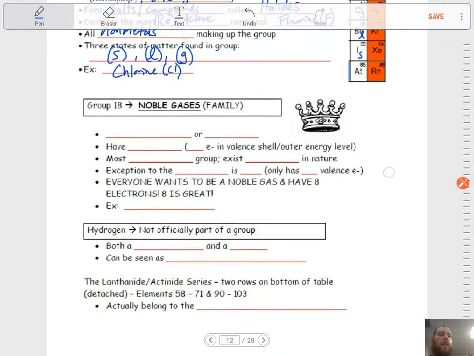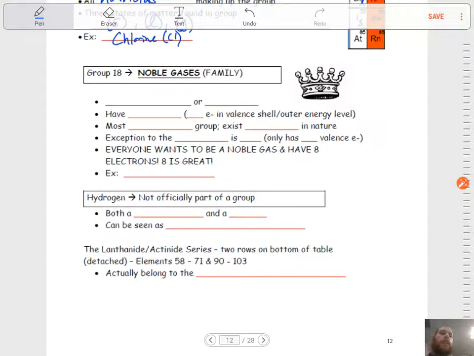The last family we're going to talk about is the noble family, the noble gases. You've probably heard that term before. They are noble because they are unreactive. Make sure you know the term inert. I know it wasn't in your vocab, but make sure you know what inert means. They may throw it at you on the Regents exam. They have a stable octet, meaning they already have 8 electrons in their outer energy level.